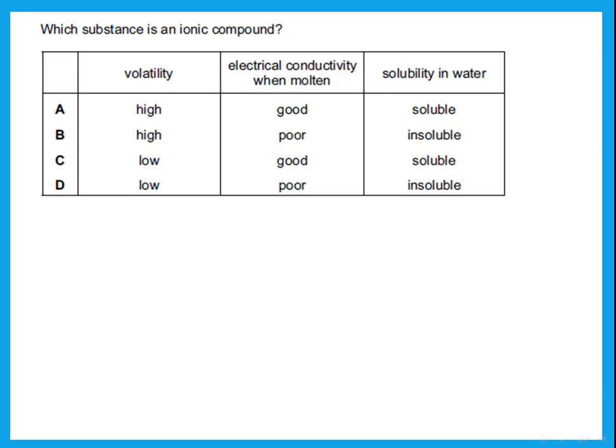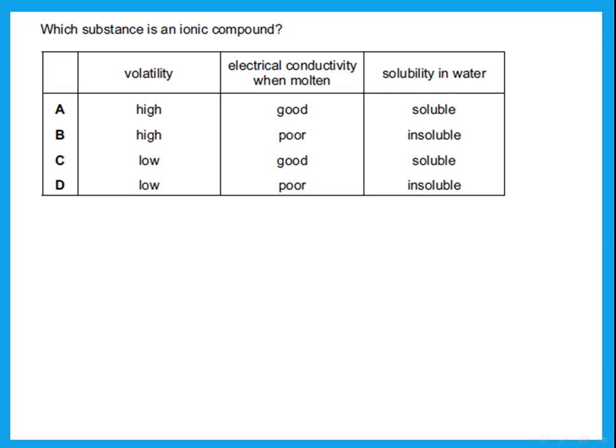Okay, let's try this sample question. Which substance is an ionic compound? What did we say about ionic? Do you understand the meaning of volatility? If something is volatile, or has high volatility, that means that it evaporates easily. And if it evaporates easily, that means its boiling point is low.